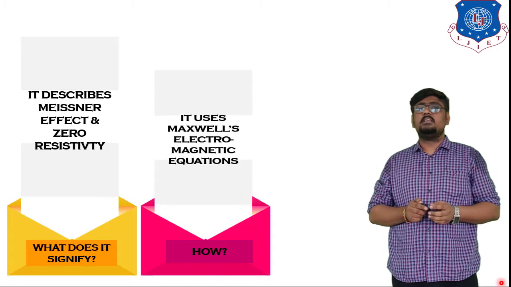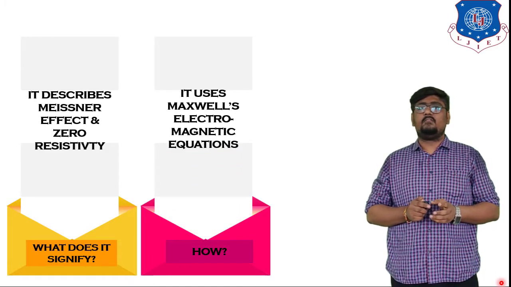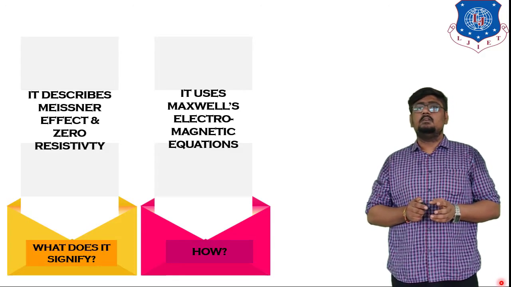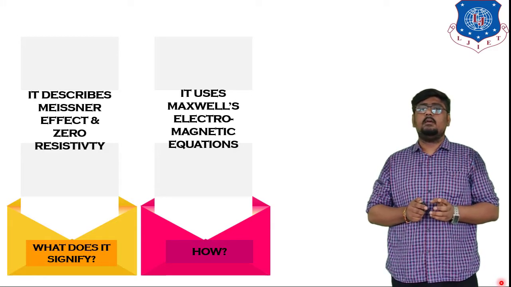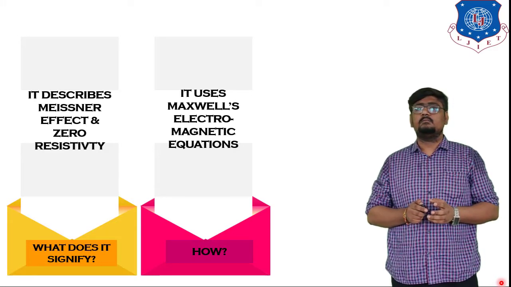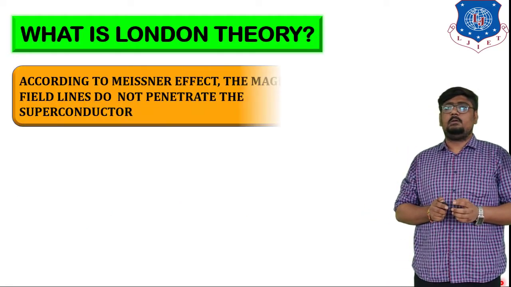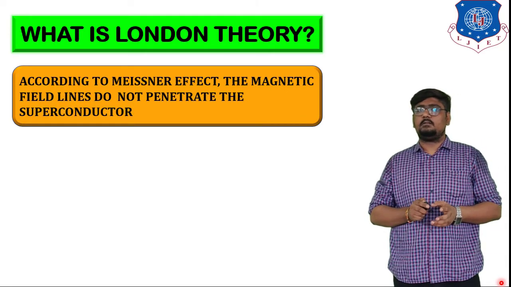So what does this signify? It describes the Meissner effect and zero resistivity. How does it signify this? It uses Maxwell's electromagnetic equations. So what is London's theory? According to the Meissner effect, the magnetic field lines do not penetrate the superconductor.